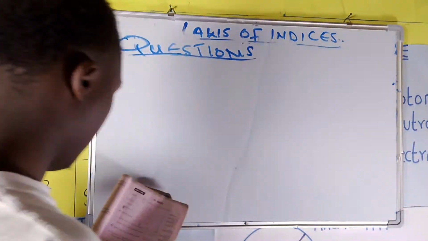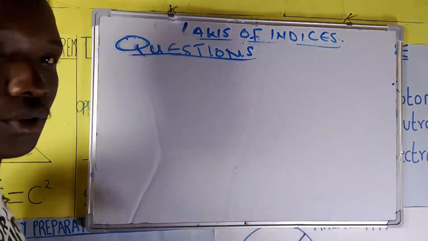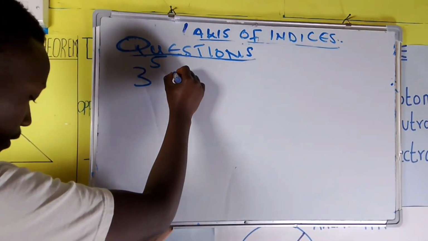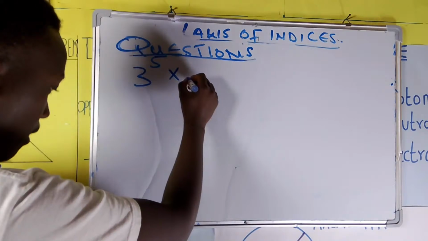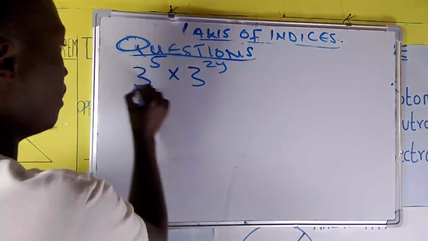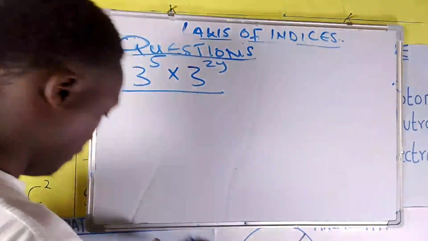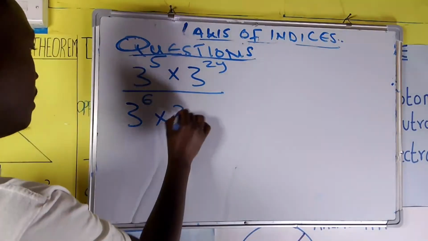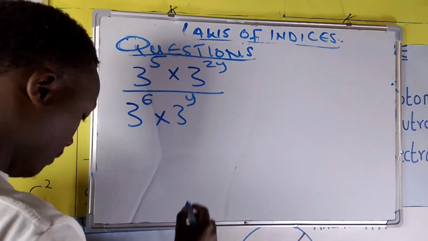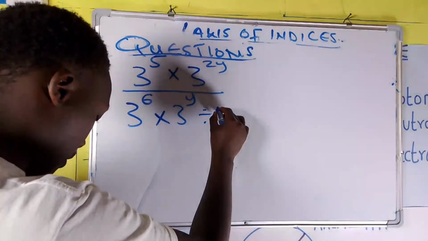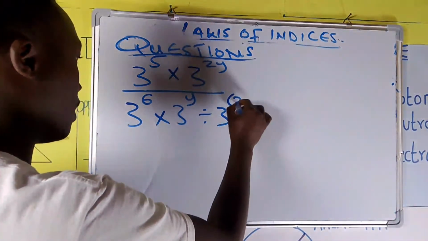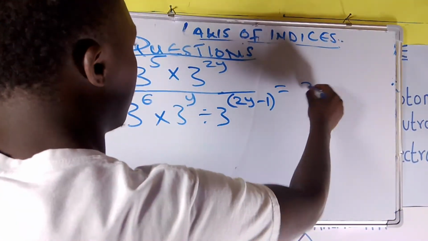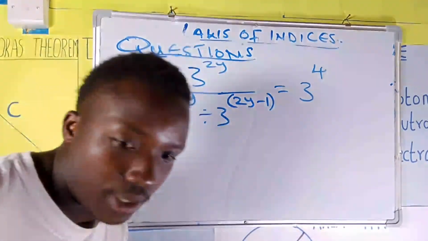So 243, I hope we can write it more simplified. 243 is the same as 3 to power 5 times 3 to power 2y over 729, which is 3 to power 6, times 3 to power y, divided by 3 to power 2y minus 1, is equal to 81, which is 3 to power 4. Let us start there.